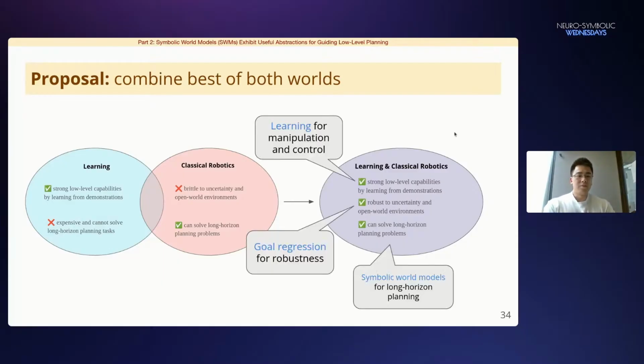So to recap, we're going to use learning for manipulation and control. Secondly, we're going to use our key ingredient again of goal regression for robustness. So if we recall, the idea of goal regression is that we extract the minimal and sufficient set of features, which gives us more robustness to solving tasks at hand when we have uncertainty and noisy perceptions. And again, we're going to use symbolic world models to help do some long horizon planning.